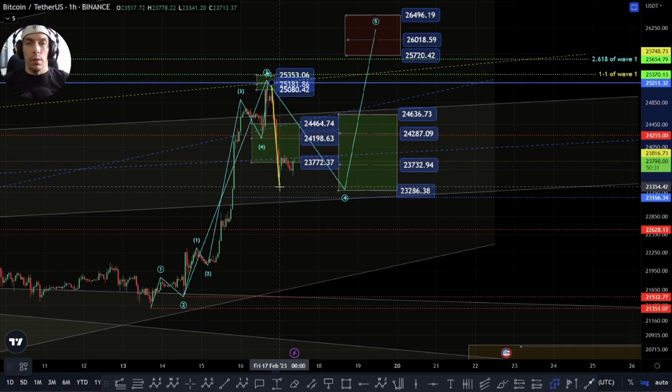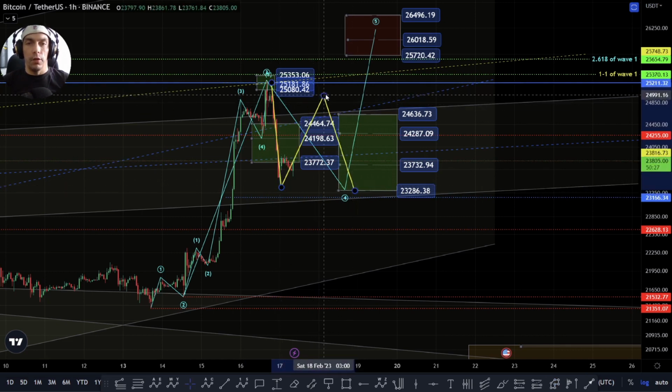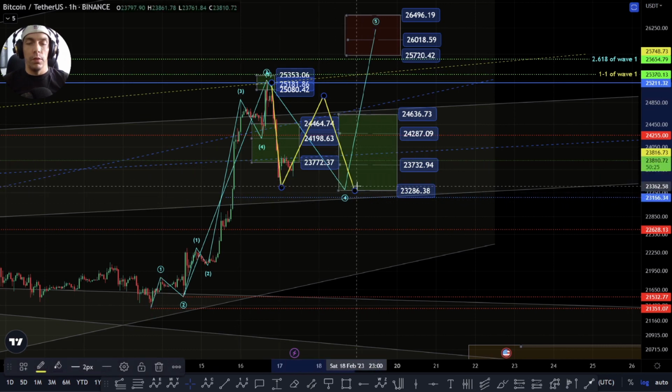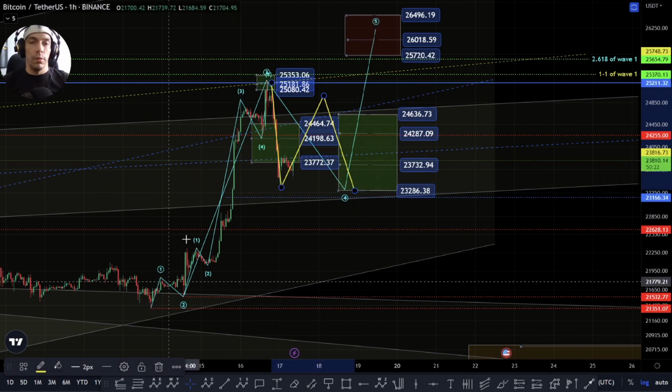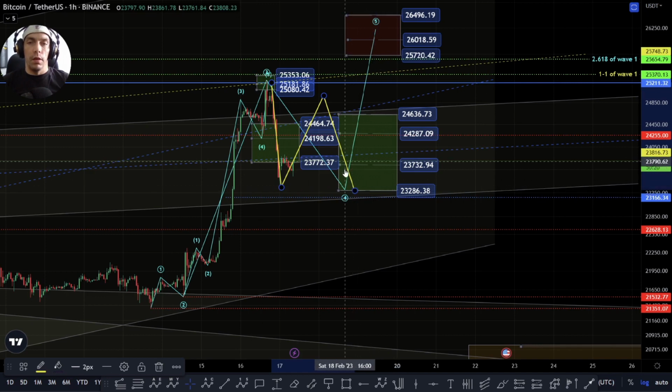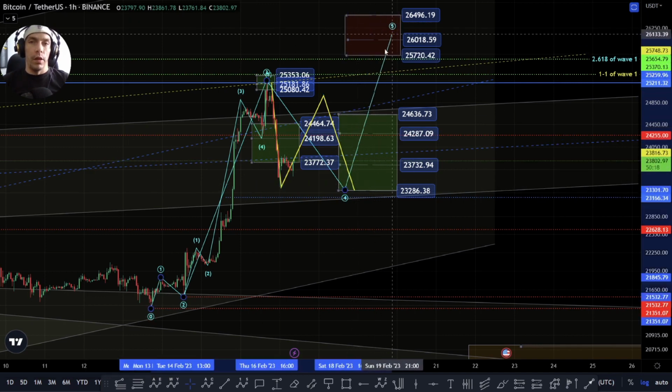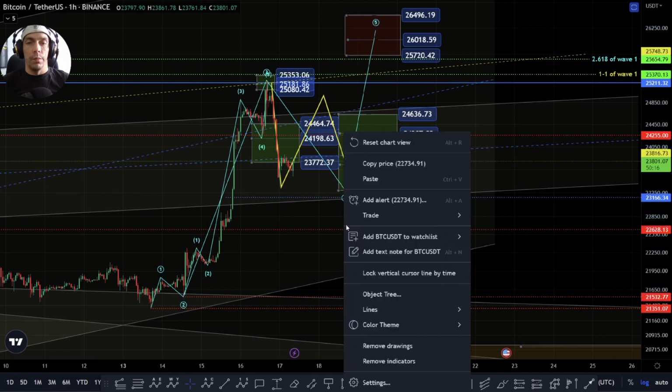This could also have a move like this, where we come back up, have a deep B wave, and then actually still look to complete within this 50% range. We just have to be careful in that instance that we don't get an extension in this next five wave move, and we're going to go over that now.